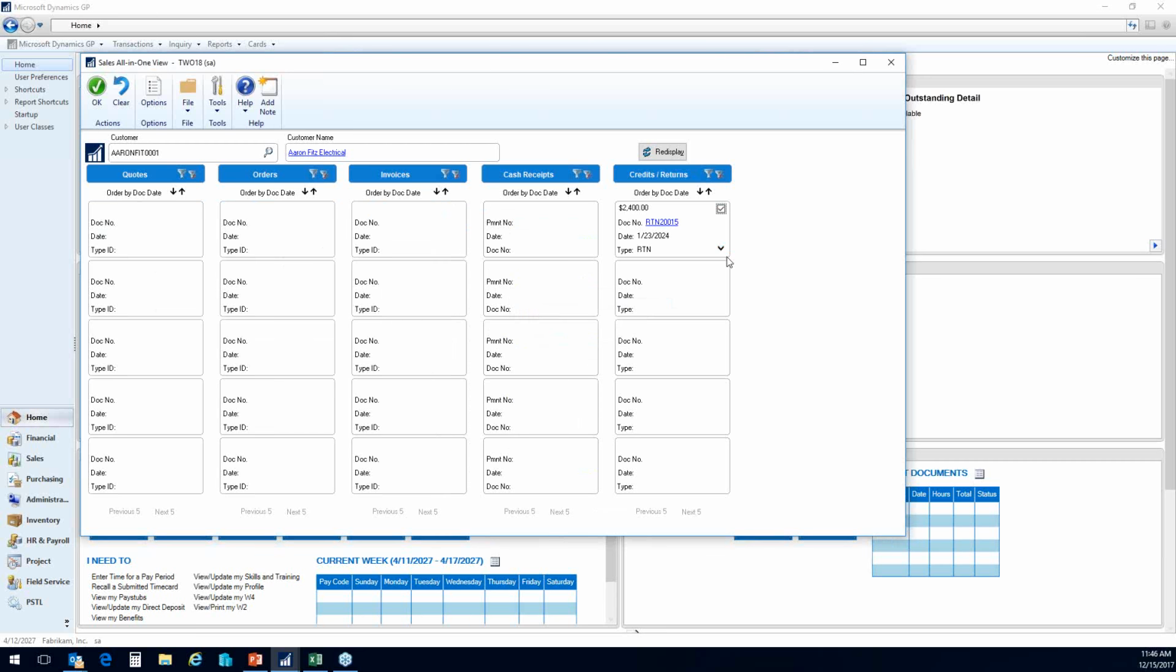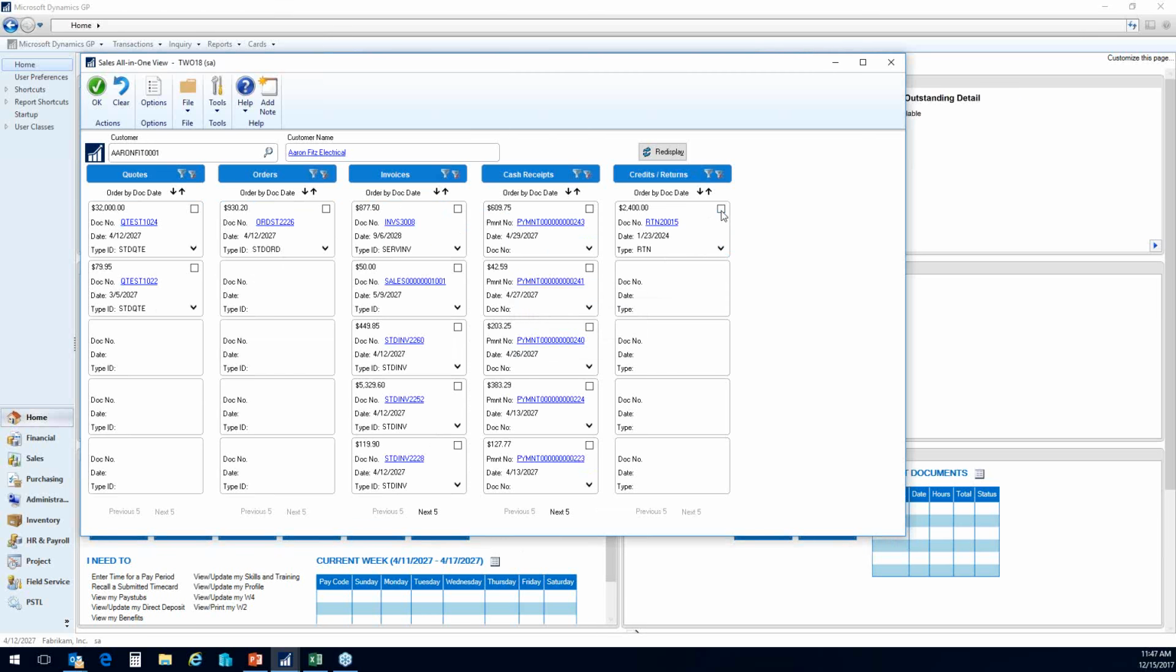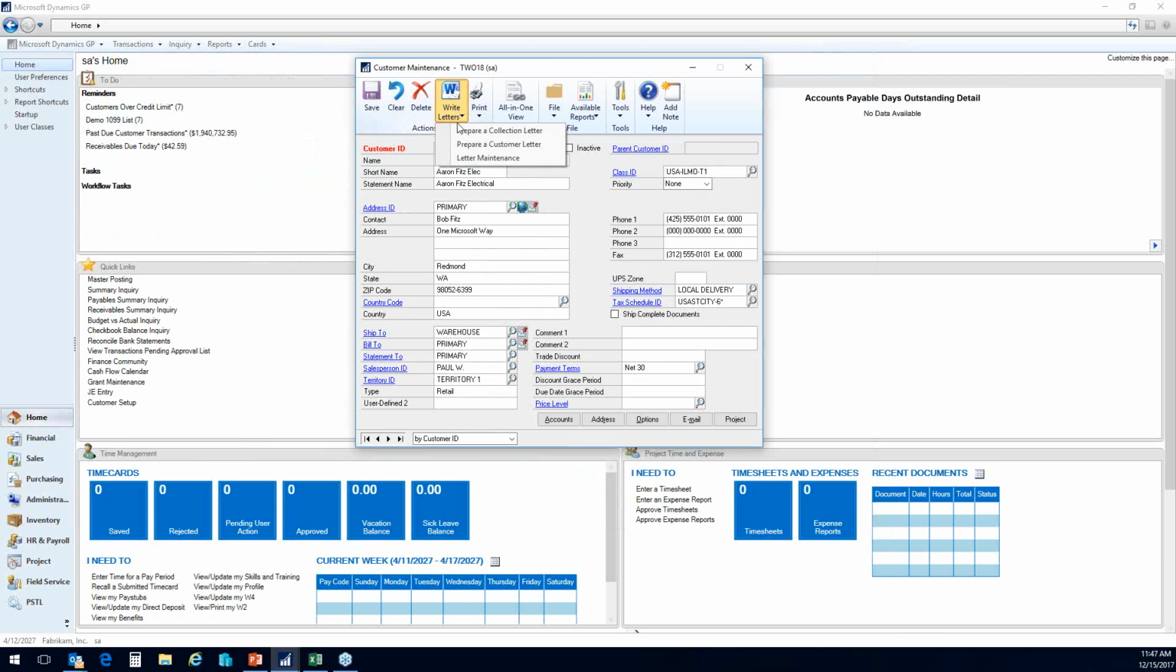If I want to see this return, what did that return get applied to? Well, nothing yet. So that return is kind of pending out there. We don't have an invoice that return was connected to yet. And again, in kind of a demo data world, sometimes those things can happen. We could also send a letter to this customer. So again, we have this letter writing ability here.